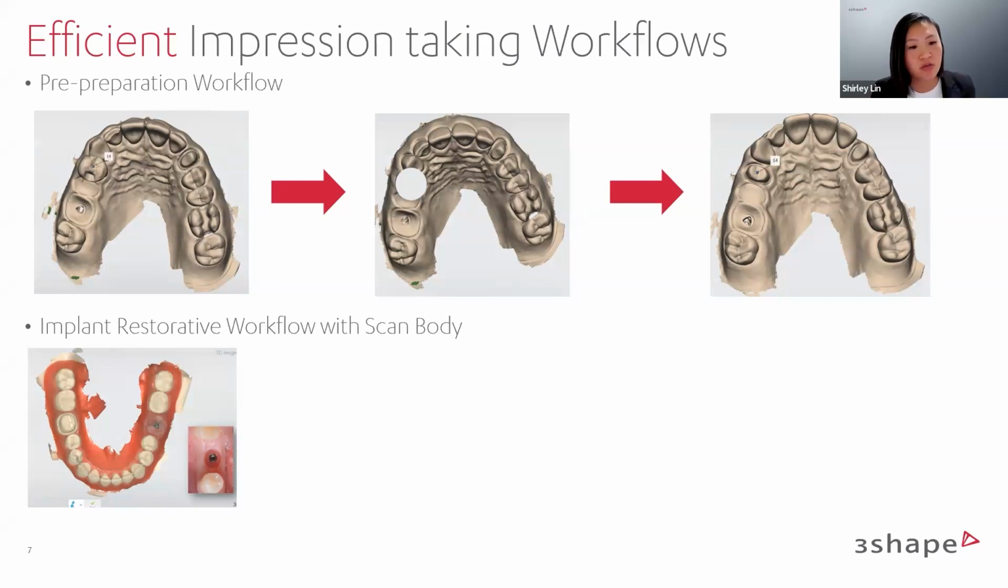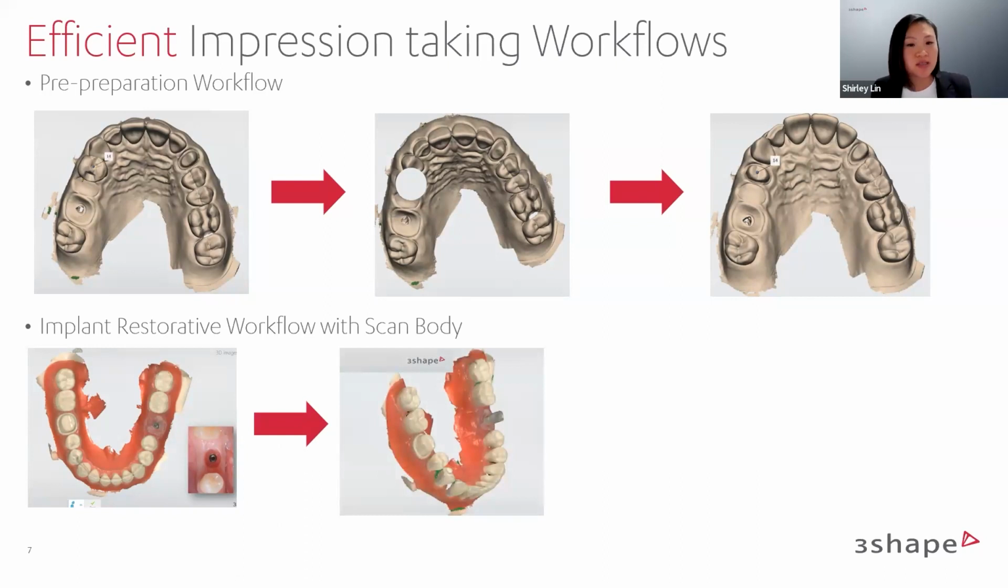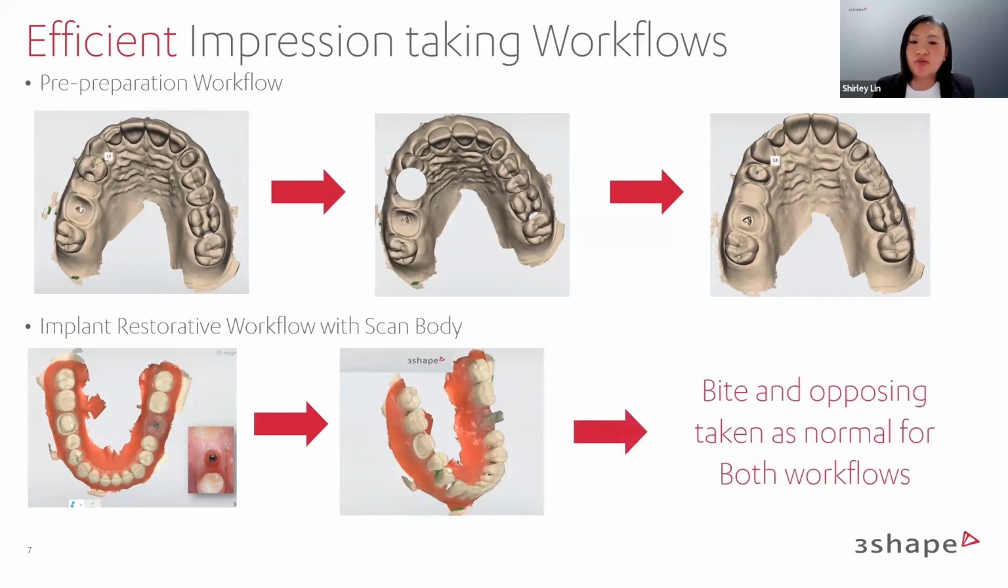Now, with implant restorations, again, with the working arch, we're going to scan the emergence profile, where you can see in that picture there. So you scan the emergence profile, and then as a part of that digital workflow, it will ask you to pop in a scan body and then scan the scan body with your scanner for that digital impression. And then with both of these workflows, all you need to do is just scan in your opposing and then your bite like normal.